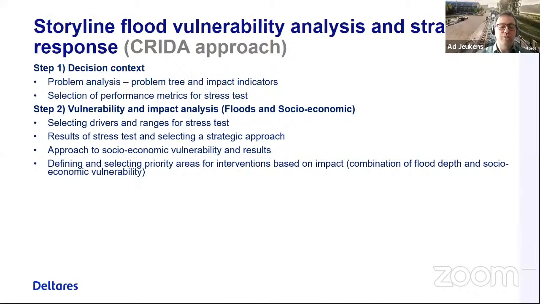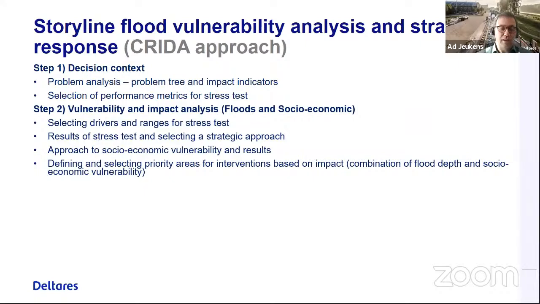And first, of course, you have to select the main drivers that cause the problem, and also look for what are the plausible ranges of potential climate change and sea level rise and rainfall events. How will they evolve in the future as an input to the stress test? And then, of course, you have to interpret the results of the stress tests. What does it mean for the kind of solutions and the next steps to take?